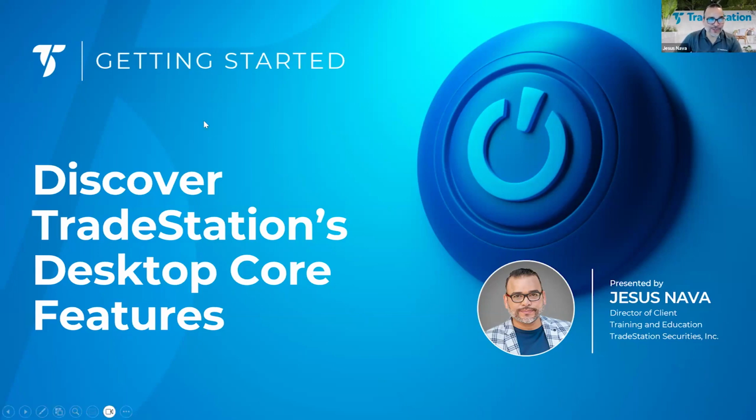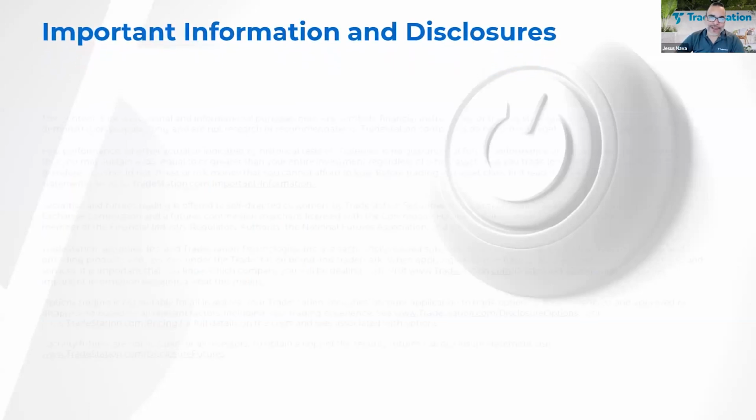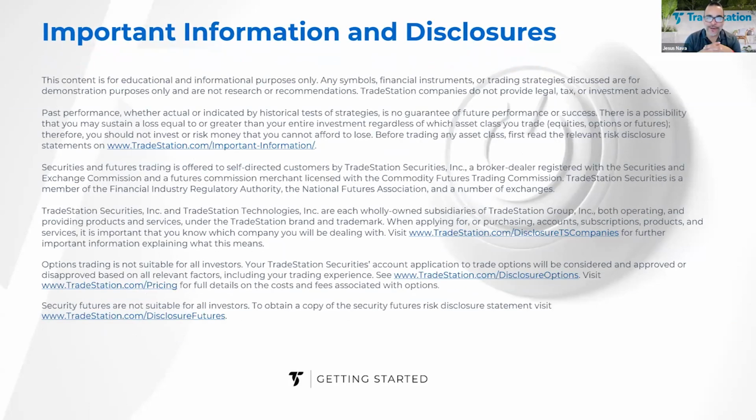Let's go through some disclosures before we get started on the platform. Keep in mind that every symbol and idea that I talk about is for educational purposes only. These are not recommendations of TradeStation, and active trading is not suitable for everyone. Past historical performance is no guarantee of future results, and we all need to be aware of the risks associated with trading online. We have all the important links right here on this PowerPoint slide. You can go to www.tradestation.com/important-information for more details on these disclosures.